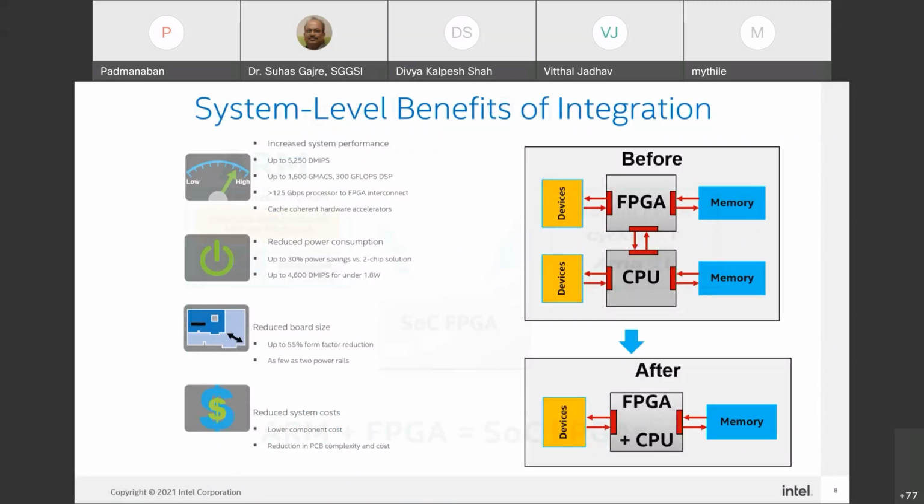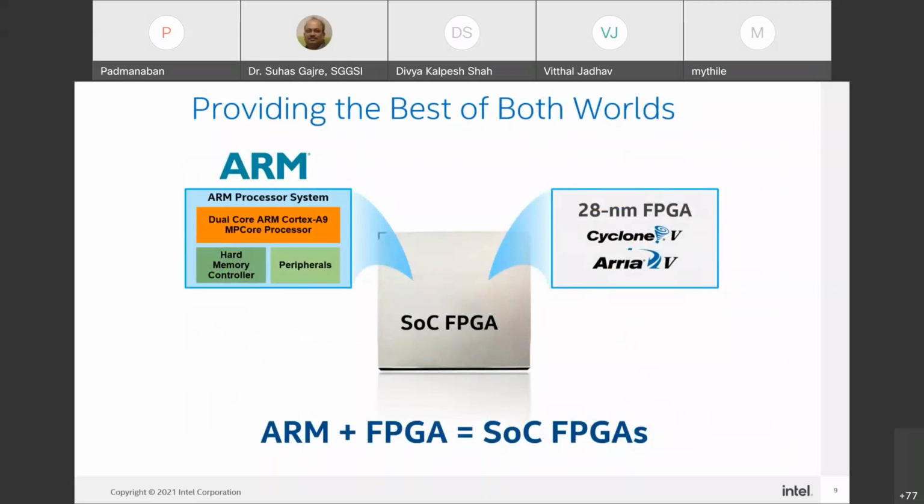Number three, what is important at this junction is, what is an SoC FPGA? ARM plus FPGA is equal to SoC FPGA. In an SoC FPGA, we have a dual core ARM Cortex A9 processor that is embedded inside the FPGA fabric. So ARM plus FPGA, we call that an SoC. We get the benefit of the best of both worlds with this.